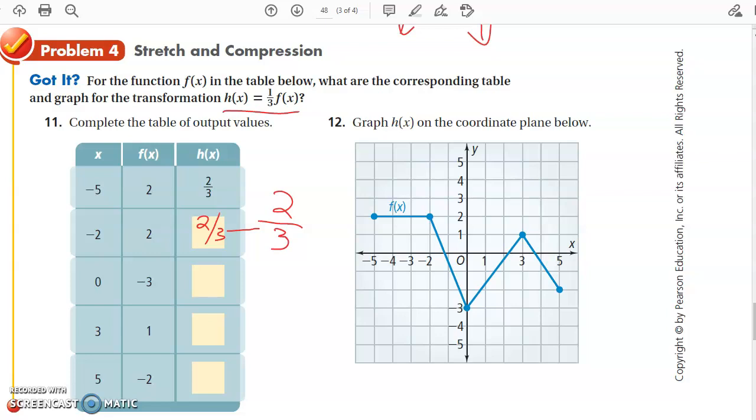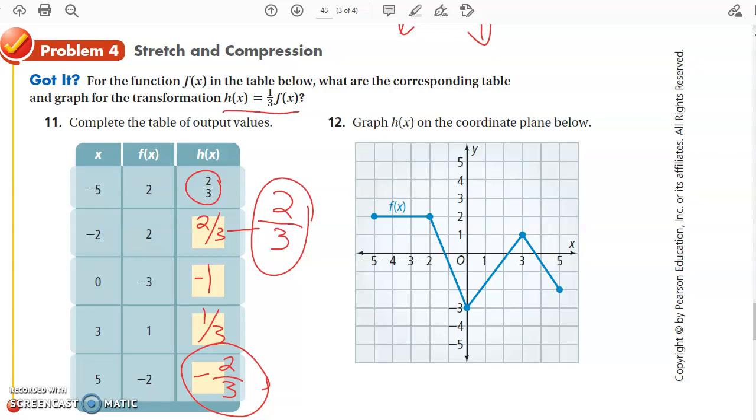0, -3 is going to be -1. 3, 1 is going to be 1/3. 5, -2 is going to be -2/3. And this is key here. You have the positive and the negative right here, so you can see where it's going. You also have another 2/3 right here. It's going to make this graph all jacked up.